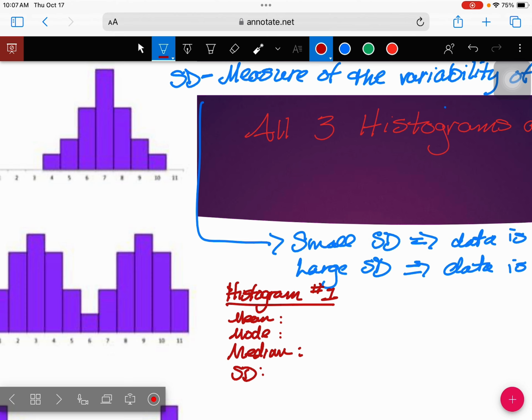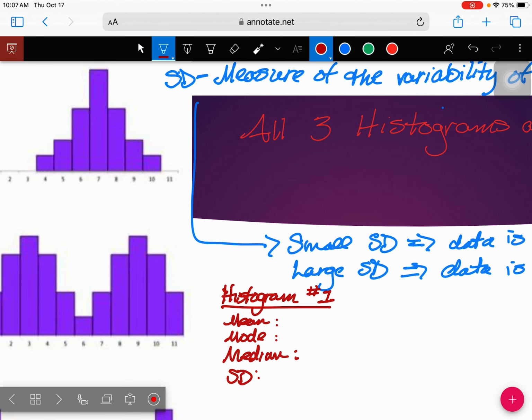So looking at histogram number 1 at the top, what is the mean of histogram number 1? Say it again. 7. Okay.